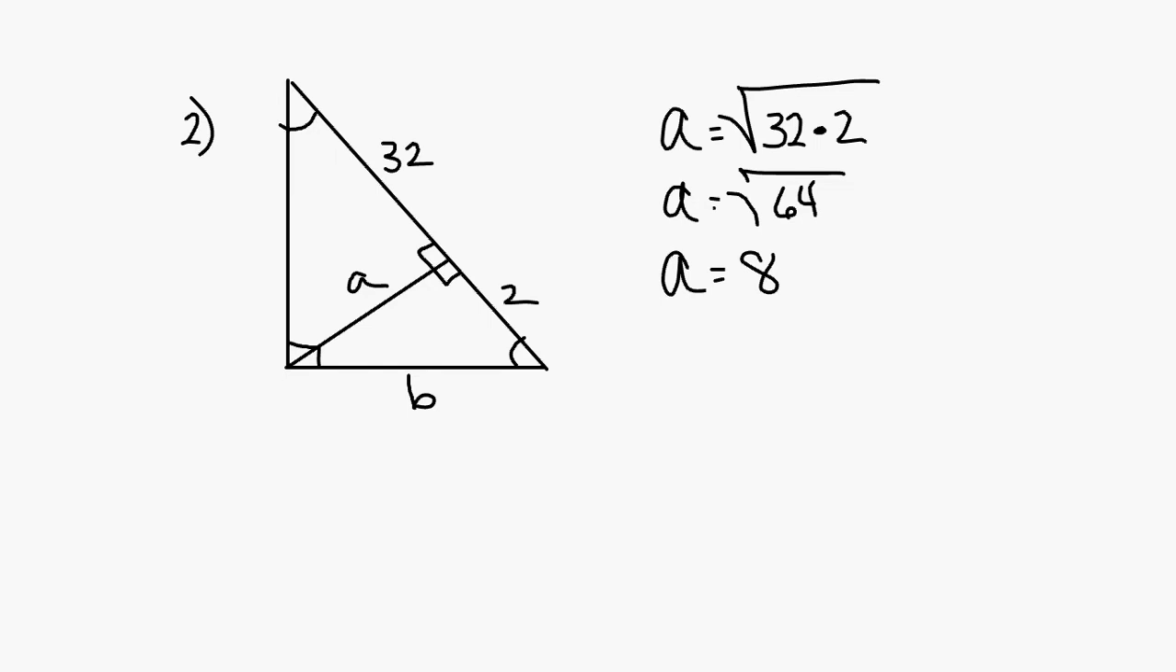If A is equal to 8, and this is a right triangle, can't you do A squared plus B squared equals C squared to find the hypotenuse? Pythagorean theorem. The other thing you can do is use the rule about similar triangles. All of these triangles are similar to each other. All right, we just said that.